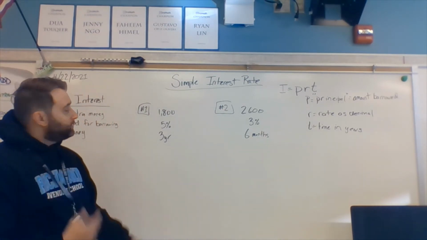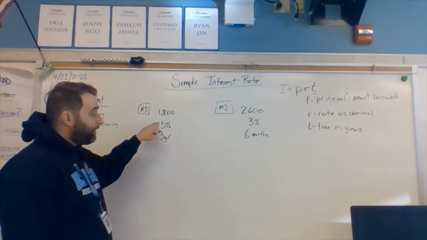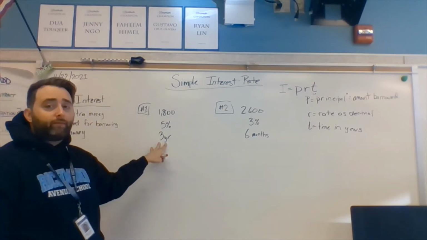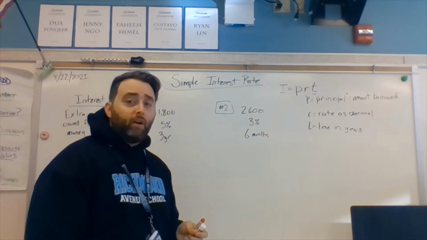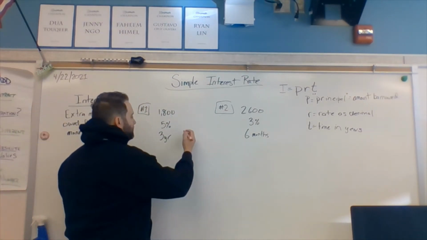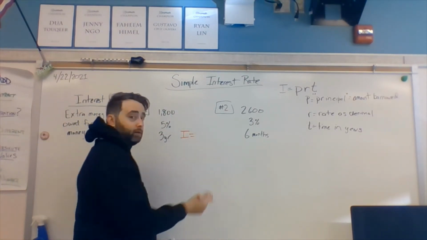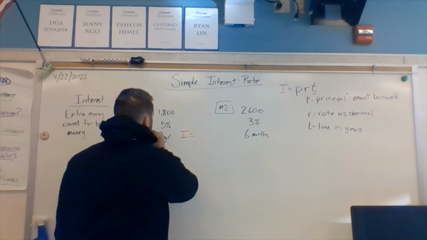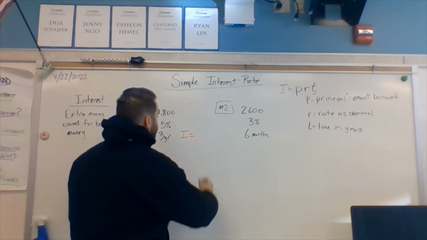So I went to the bank and I borrowed $1,800 at a 5% interest rate, and I borrowed it for 3 years. They said I don't have to have it paid off for 3 years. So I'm going to plug into my formula. All right, so P, principal. You're actually going to put the entire 1,800.